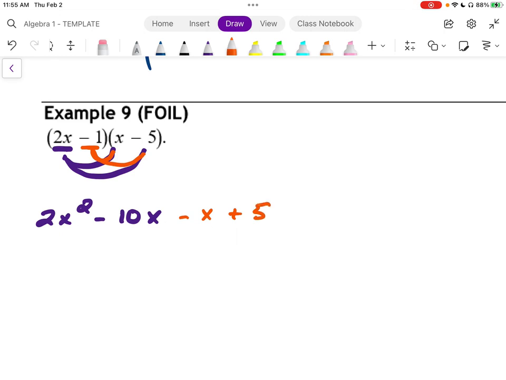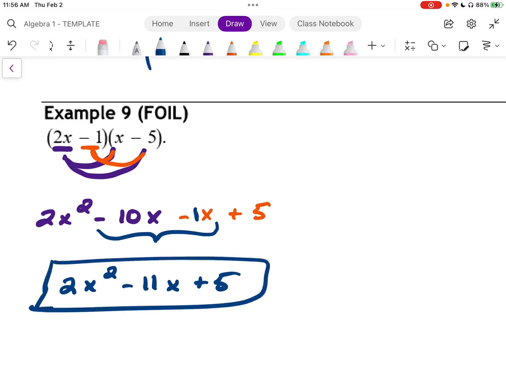Okay. Now I've exhausted both of my terms, right? I've distributed as much as I can, and I go to combine like terms. We see the middle piece. These can combine, and I'll have 2x squared minus 11x plus 5, right? This negative 1x right there gives me the negative 11. And there's my new polynomial.